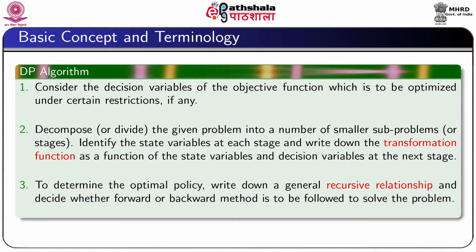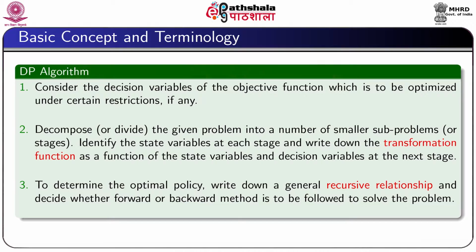We now state the dynamic programming algorithm. The computational procedure for solving a problem by dynamic programming approach can be summarized in the following steps. Step 1, identify the decision variables and specify objective function to be optimized under certain limitations, if any.